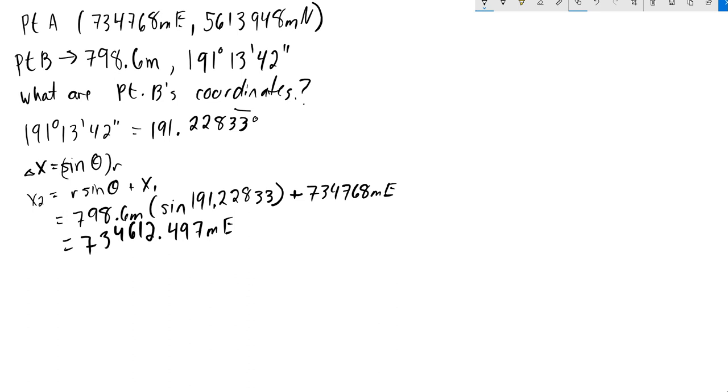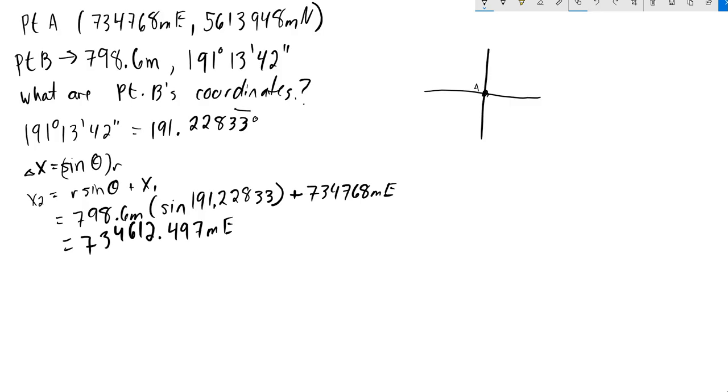Okay, so once you've calculated that, there's my answer. Does it make sense? That's what I always tell you to check. So we have my coordinate system. Here's my point A. Oh no, undo. I need my eraser. Okay, so there we go.